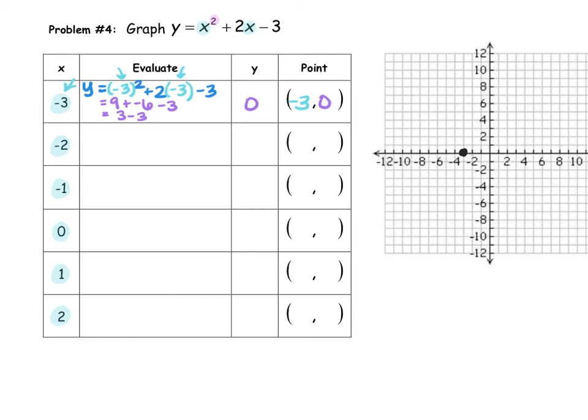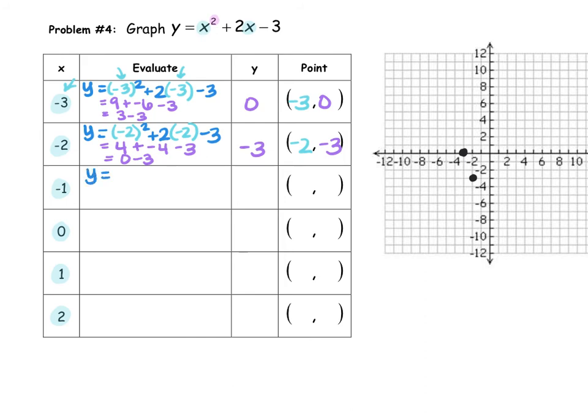Okay, just going to follow the same process. y is equal to x, which is negative 2, squared, plus 2x, which is negative 2, minus 3. Negative 2 squared is 4, right? Negative 2 times negative 2 becomes a positive 4. Plus 2 times negative 2 is negative 4, minus 3. 4 plus negative 4 is 0, and 0 minus 3 is negative 3. So when x is negative 2, y is negative 3. And that point is right here on the graph.